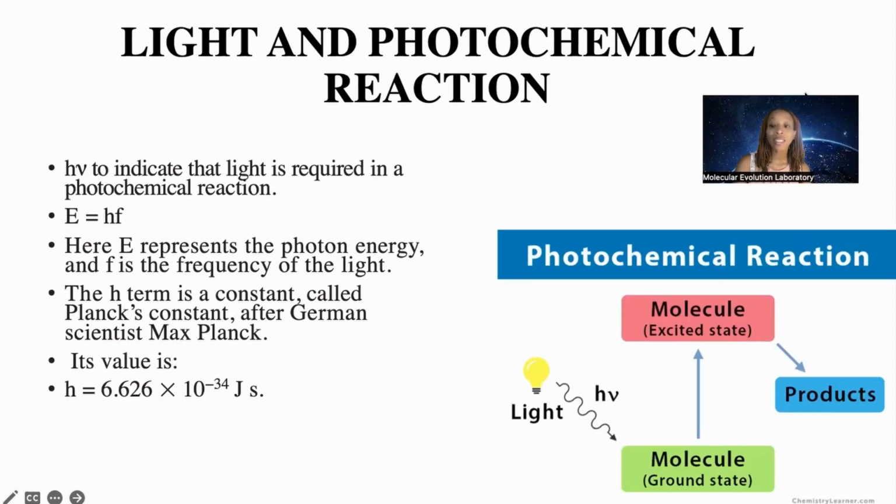and this is the speed of light in a vacuum. So Planck's constant times frequency is used to indicate that light is required in a photochemical reaction, because energy is equal to Planck's constant times frequency. So here E represents the energy of the photon and f is the frequency of light. The h term, as we said before, is Planck's constant, after the German scientist Max Planck. And for a photochemical reaction to occur from the sun, the molecule is at a ground state where Planck's constant times the frequency of light determines the photochemical reaction.